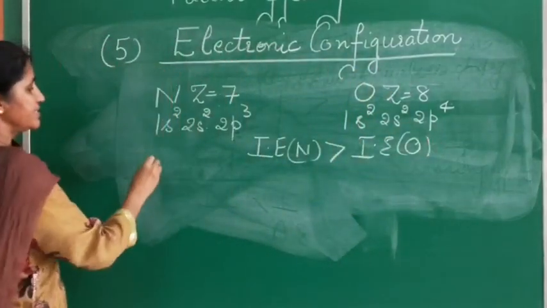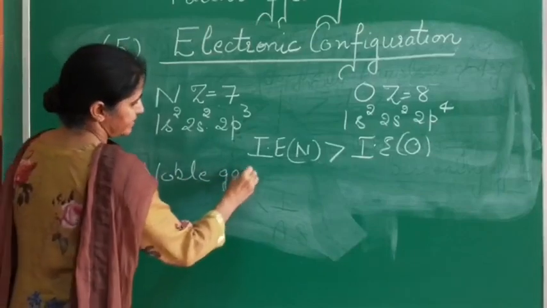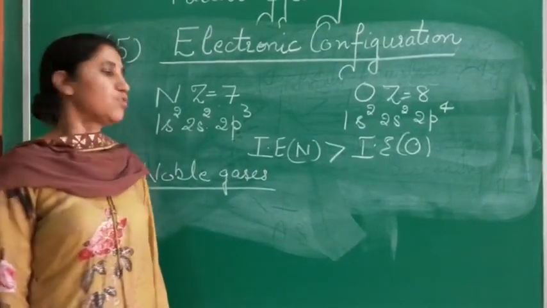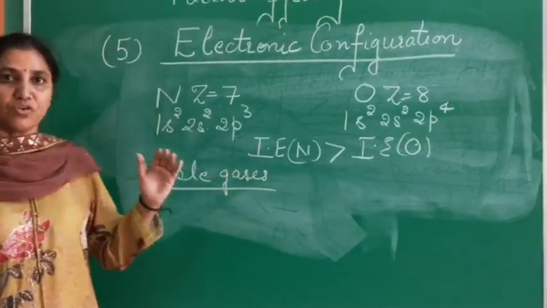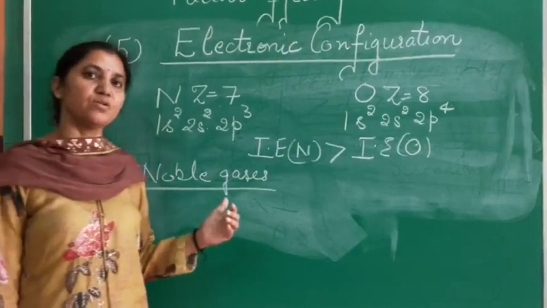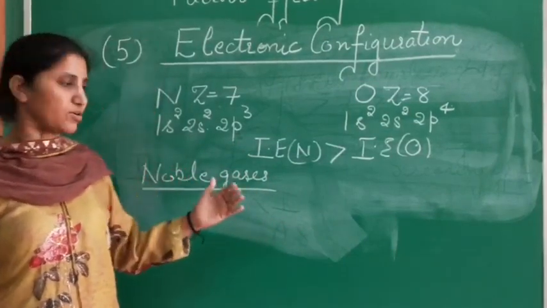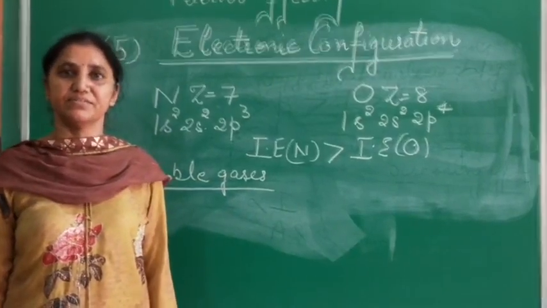Similarly, if we consider the noble gases which belong to group 18, they have the highest ionization energy because they have a completely filled stable configuration. So if we have to remove the electron, very high ionization energy has to be provided, which is not possible. So the noble gases have the highest ionization energy.